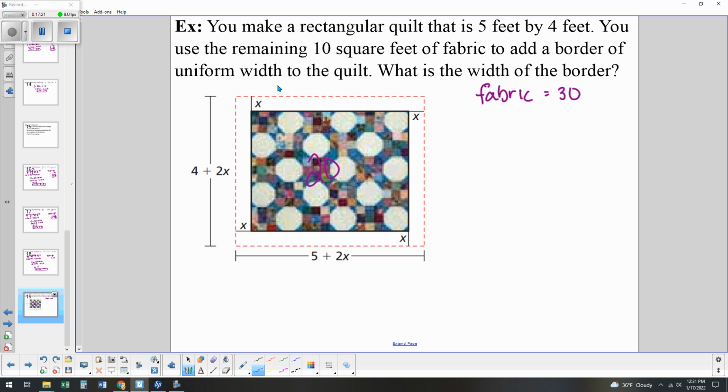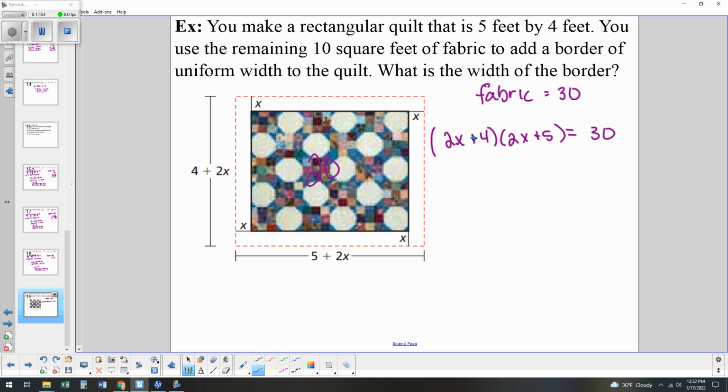To add a border around the quilt of uniform width. So x in every direction. What is the width of the border? So we know the entire quilt, including the border, would have an area of 4 plus 2x times 5 plus 2x. So I'm going to flip these. I'm going to write 2x plus 4 and 2x plus 5. So we know area is always length times width. So 2x plus 4 times 2x plus 5 is the total area of fabric of 30 square feet.